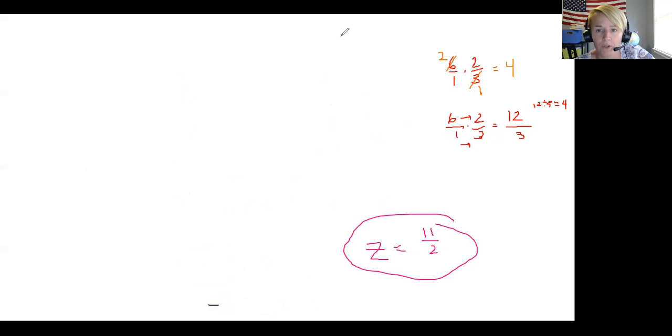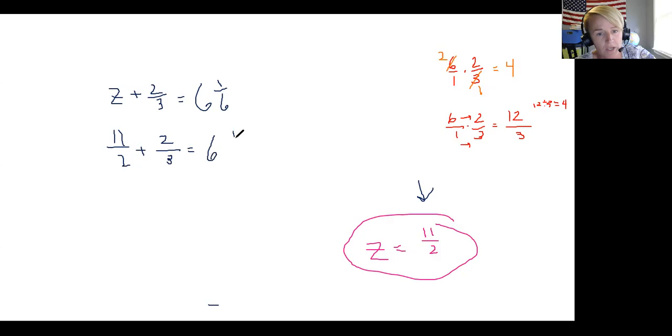So my original problem was z plus 2/3 equals 6 and 1/6. So I'm going to substitute this in for z. So I have 11 over 2 plus 2/3 equals 6 and 1/6. I'm going to have to get a common denominator, okay, because I'm adding fractions. My common denominator is going to need to be 6 because the common denominator for 2 and 3 is 6. So just so I show you, 2 times what number gets me to 6? It's 3. So whatever I do to the bottom, I have to do to the top.